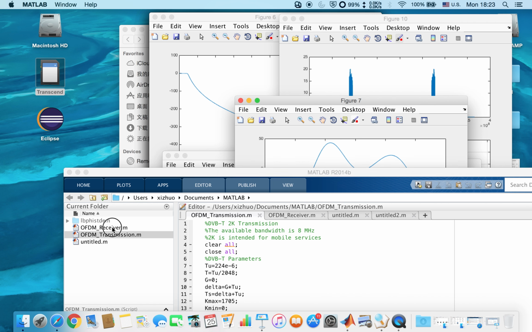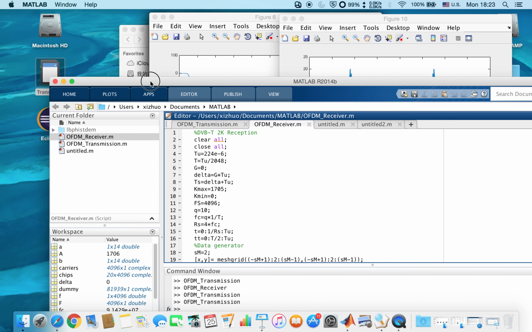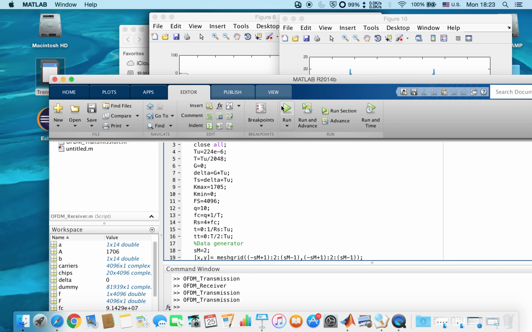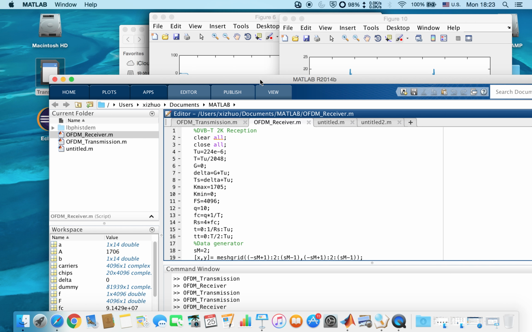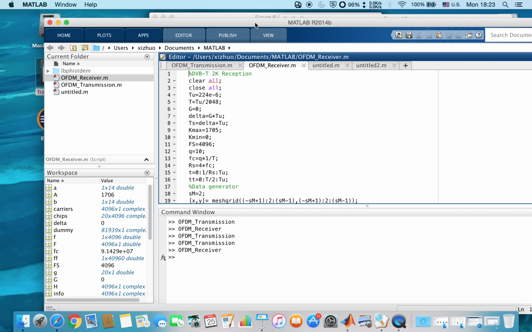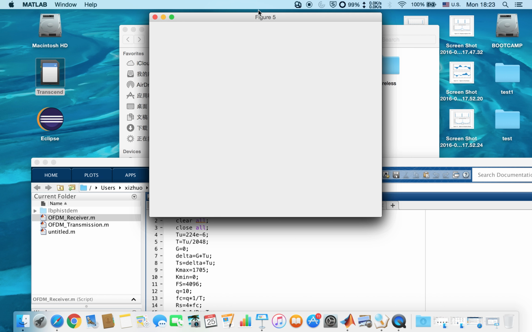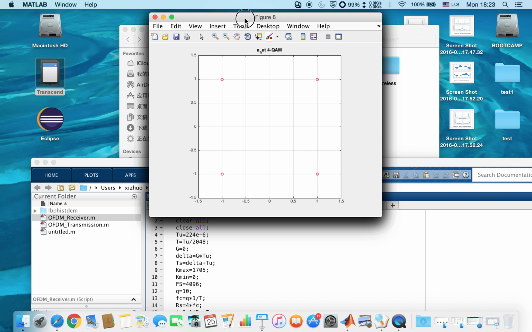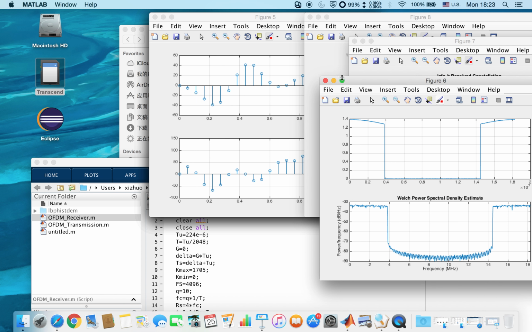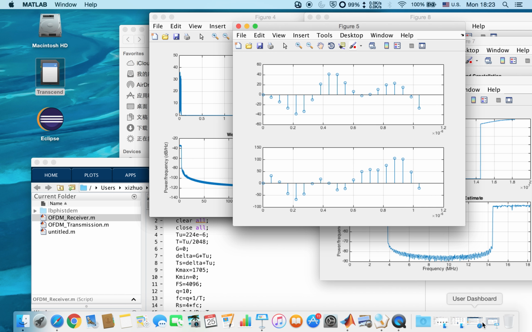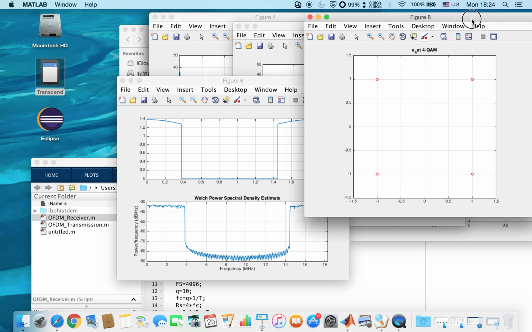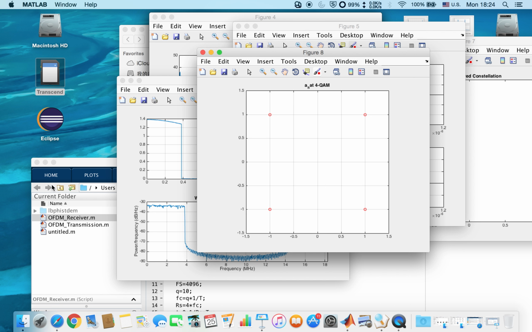And then I go to the receiver part, and I run it. You can see the output here. This should be similar to the input signal, and then here we show the 4 channels of the whole system.